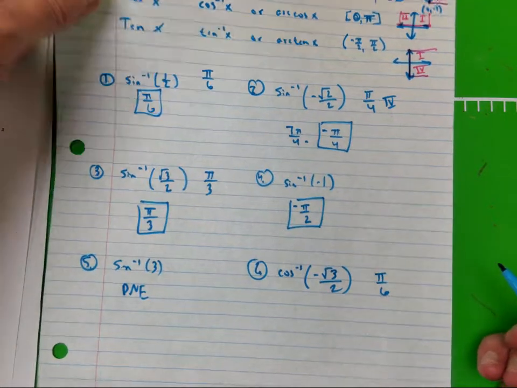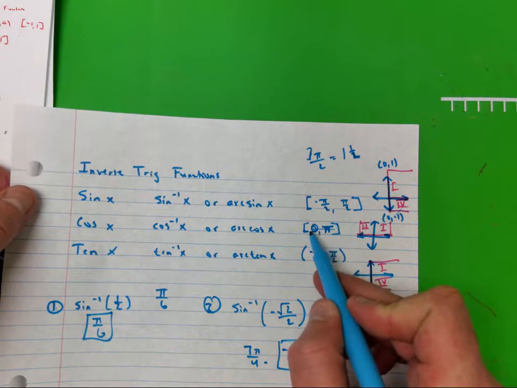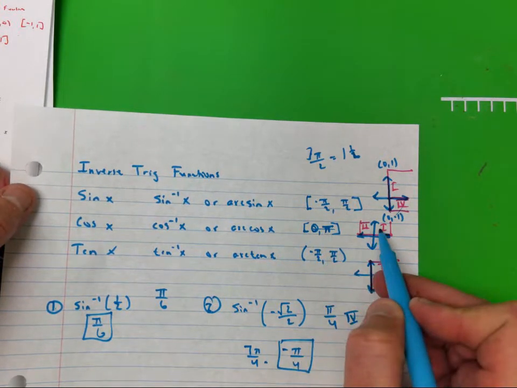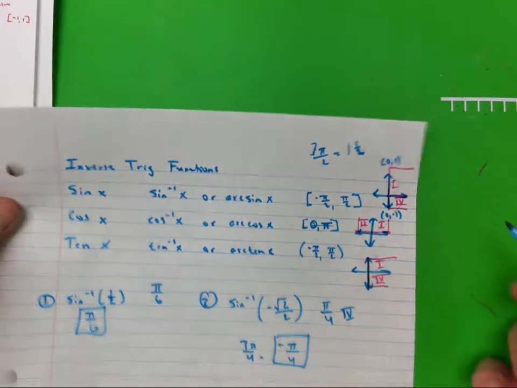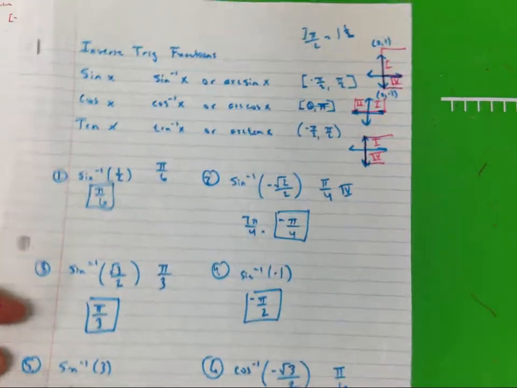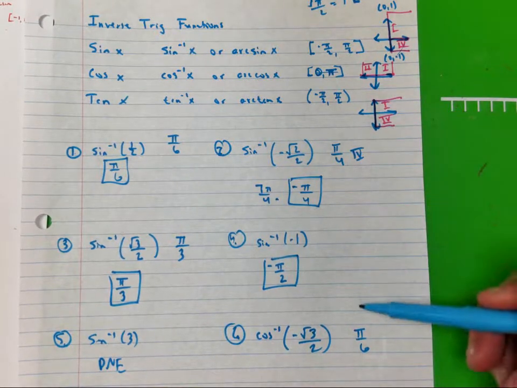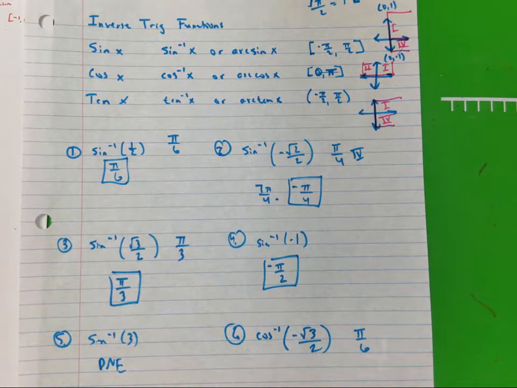Now, remember, sine was this interval, cosine changes, it is 0 to pi. I'm going to quadrant 1 and quadrant 2. I got an x value that is negative. So that means I'm in quadrant 2. So I have to think, what pi over 6 family is in quadrant 2?